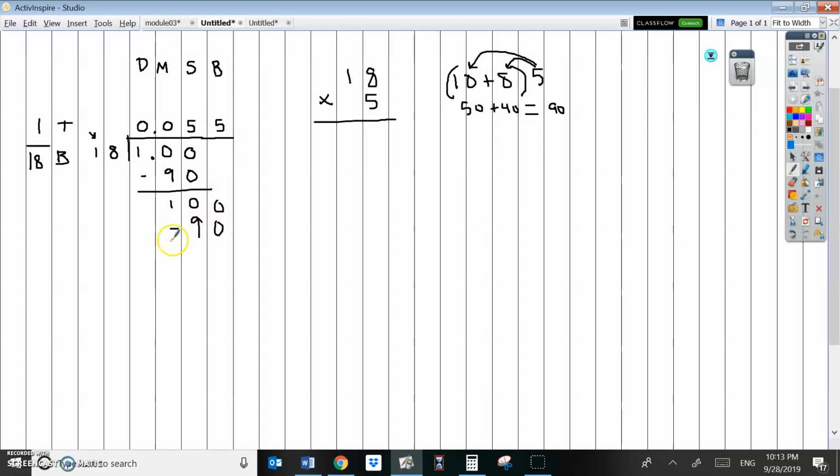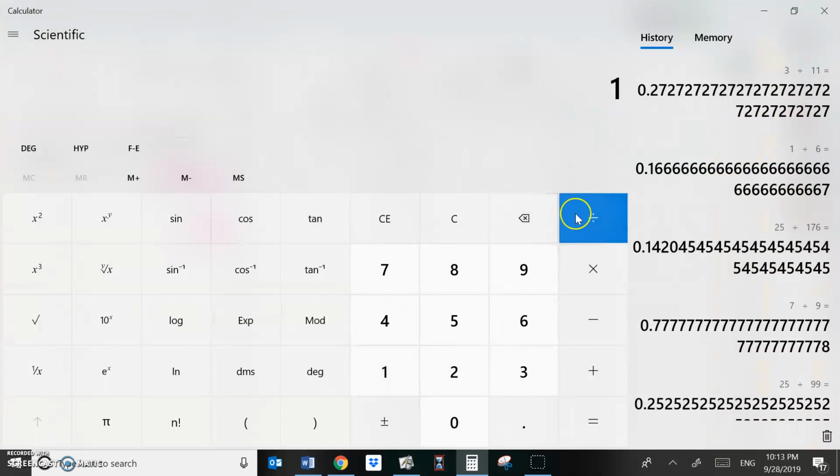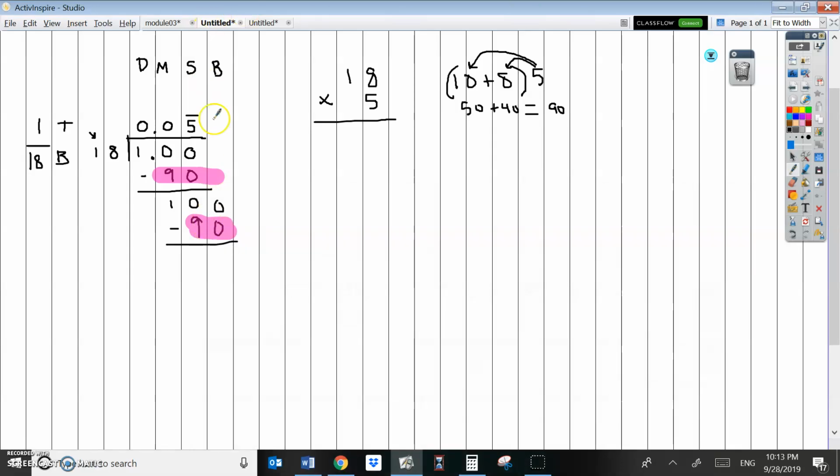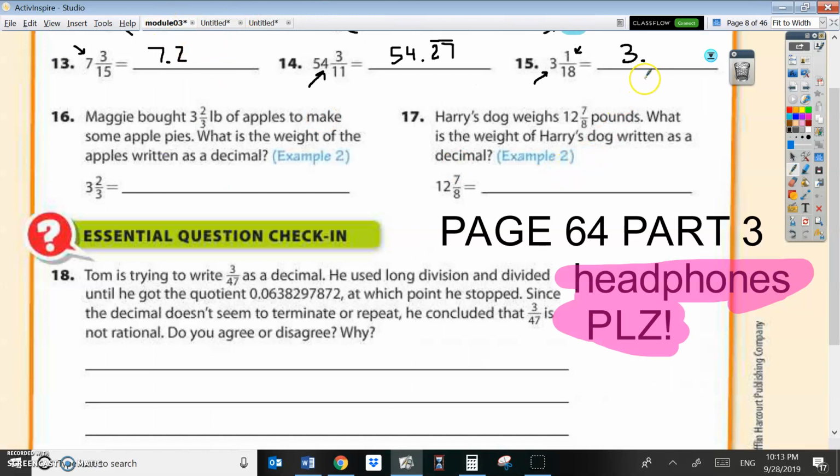So what do we need to do here? Just put in a repeating sign. 90 here, 90 here. So we do not need this 5 right here. We just need this 5 right here, and we need it to be repeating. 1 over 18 on a calculator, what does that look like? 1 divided by 18 equals, just the 5 is repeating. So put that back over here. 0.0 with the 5 repeating.